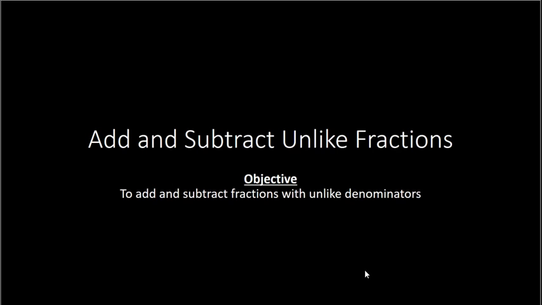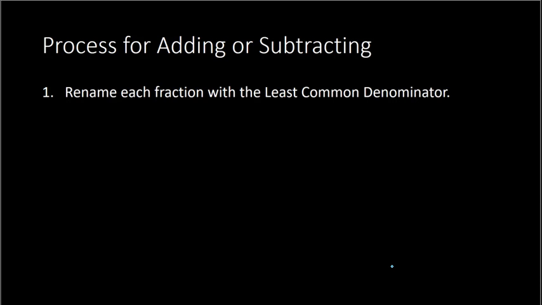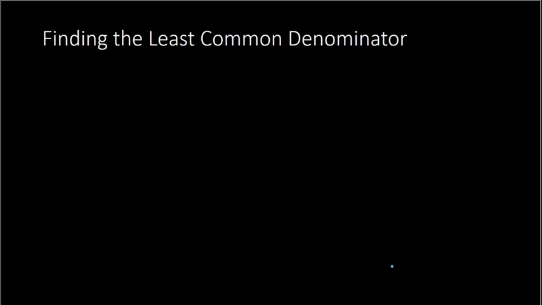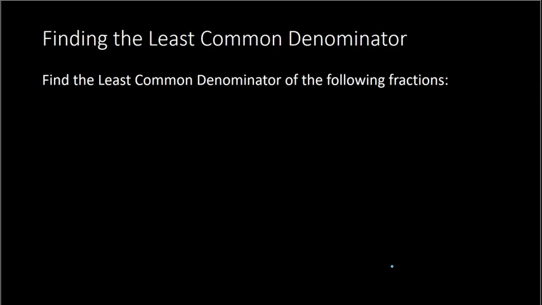In this video, you will learn to add and subtract fractions with unlike denominators. Now, when you add or subtract any two fractions, we first must rename each fraction with the least common denominator. And what we mean by that is that we need to find the least common multiple of the denominators. And then once you do that, then you can add or subtract as necessary. So here are a couple examples where we are to find the least common denominator.